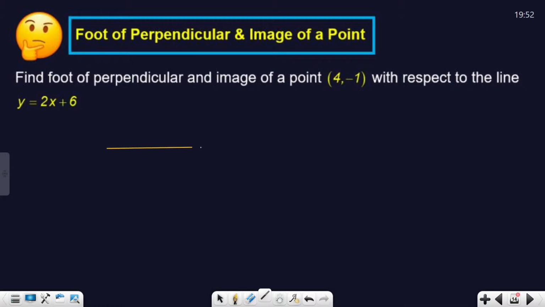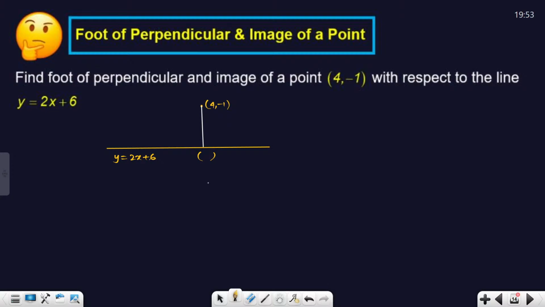We have been given a line here, and the equation of this line is y equals 2x plus 6. The point is given over here, which is (4, -1). What I'm doing is simply drawing a perpendicular from this point on this line. So, the first thing is that we have to find out what is the foot of the perpendicular. This is my first question.